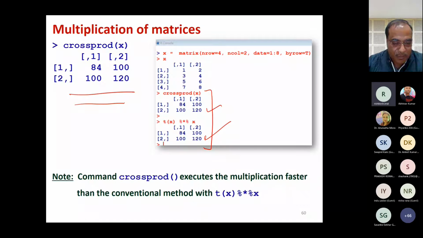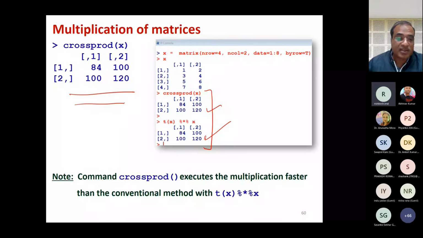So the question is, why should I use this? The answer is very simple. When you are using matrix operations, particularly when your matrices are quite big, then this crossprod function will give you the results faster. When you are doing it for a 2 by 2 or 3 by 3 matrix, that will not make any difference. But in real life, the order of the matrices is quite high, and in that case crossprod works very well.